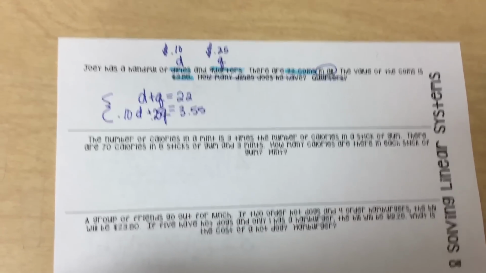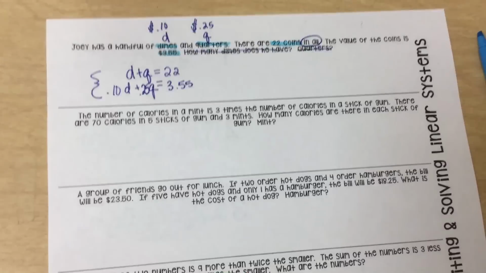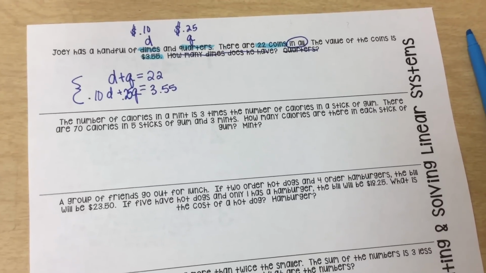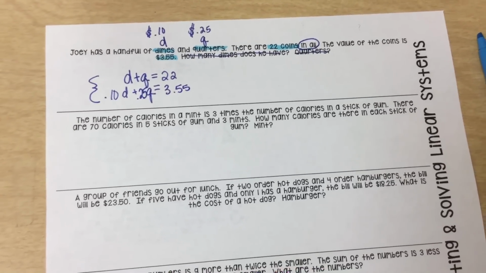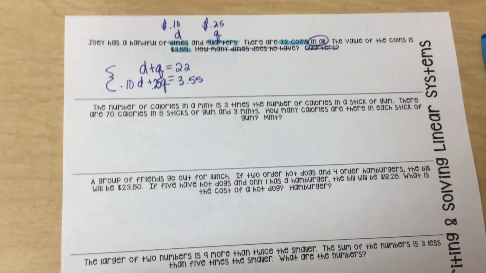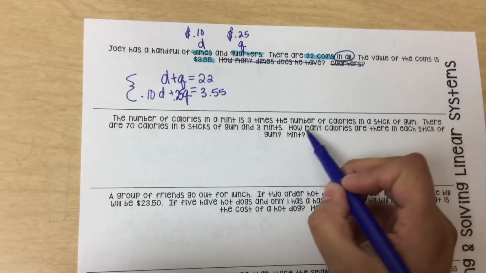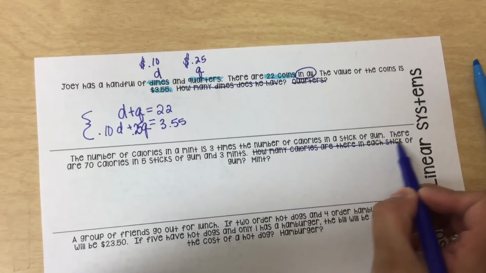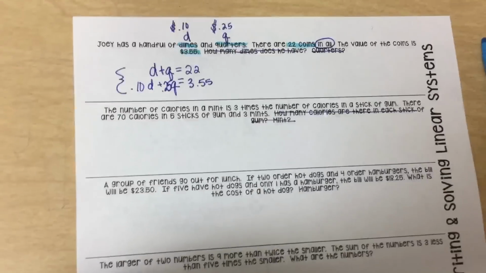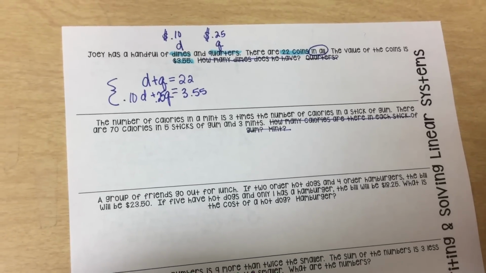Let's go on to number 2. The number of calories in a mint is 3 times the number of calories in a stick of gum. There are 70 calories in 5 sticks of gum and 3 mints. How many calories are there in each stick of gum and mint? Again, we are not worried about this question. We're going to start by highlighting as we did before.